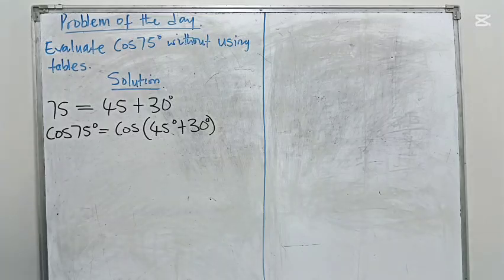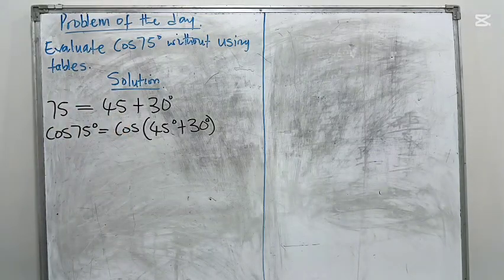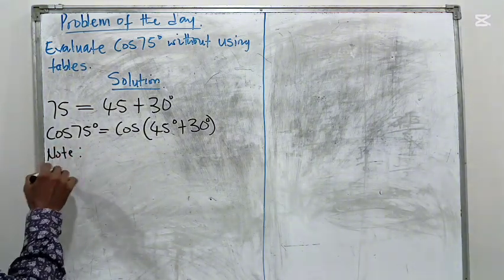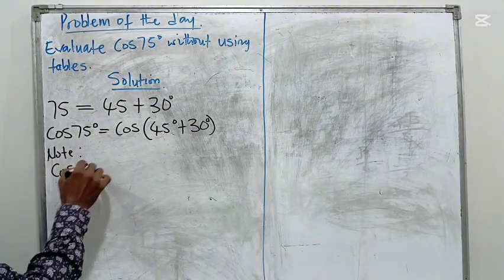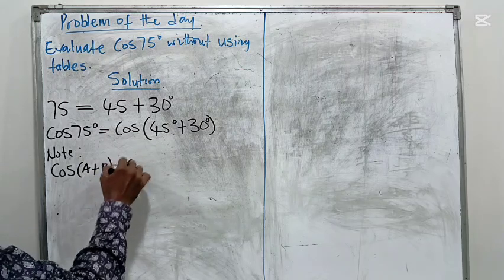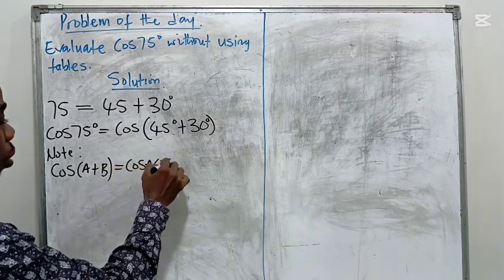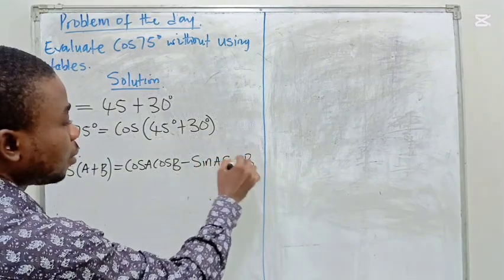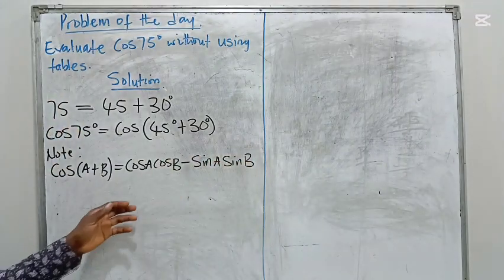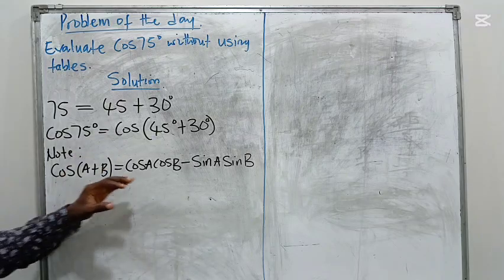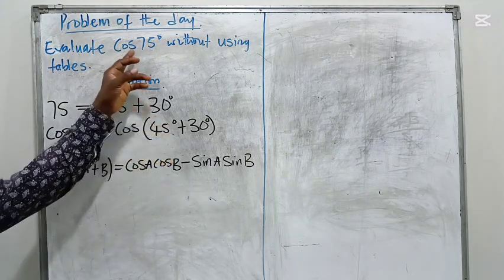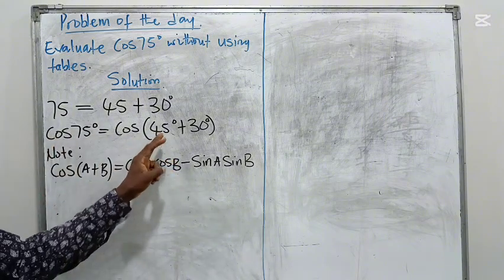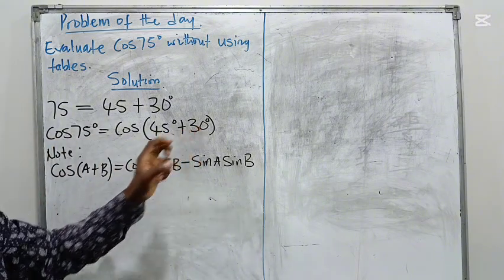Now that we have succeeded in writing this, we should also note that cos(A plus B) is equal to cos A cos B minus sin A sin B. This is the addition formula. We are going to use this formula to evaluate cos 75, which we have written as the sum of two special angles, 45 degrees and 30 degrees.